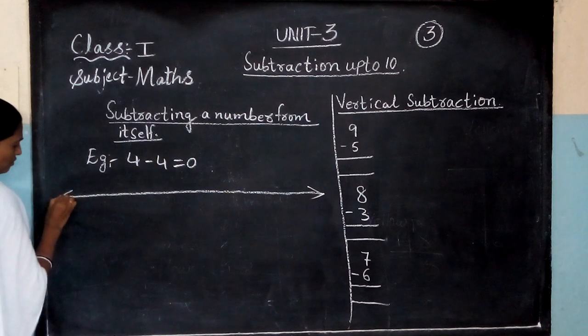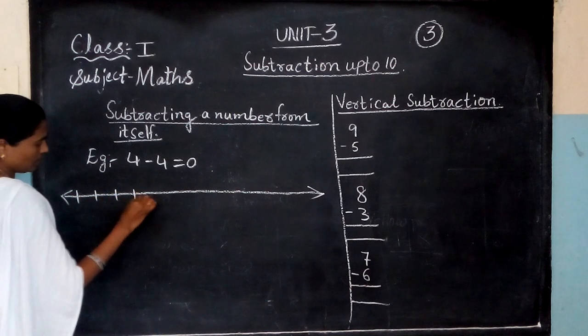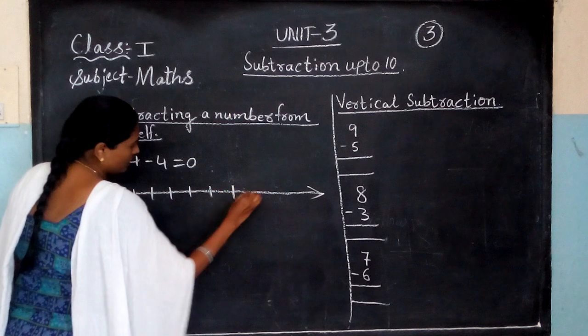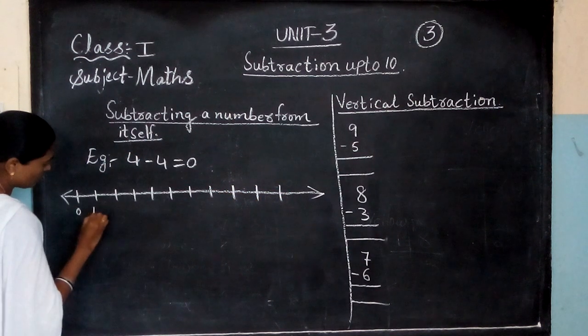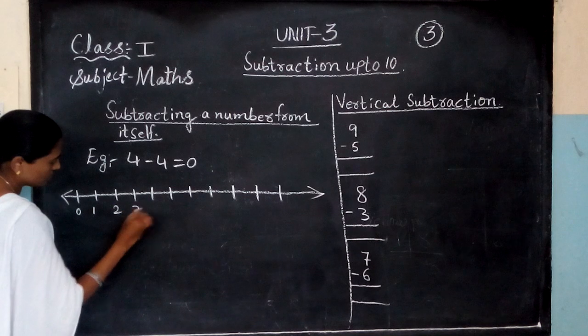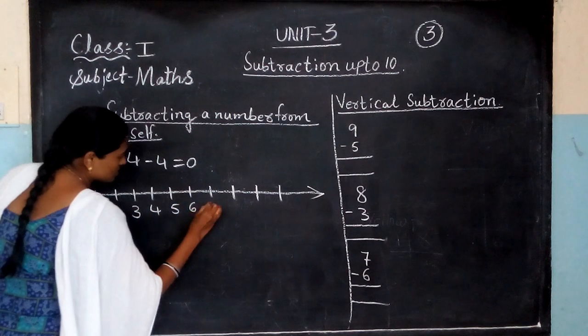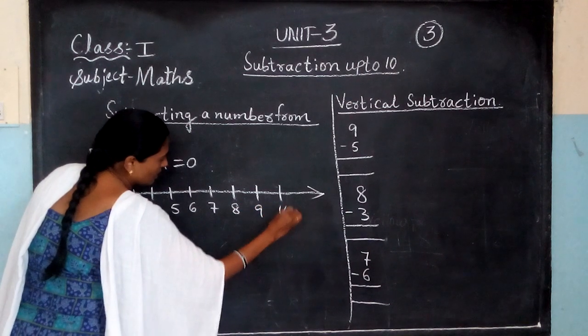Now by using the number line, we will see how many numbers will be there, children. From 0 to 10: 0, 1, 2, 3, 4, 5, 6, 7, 8, 9, 10. Now write down the numbers.